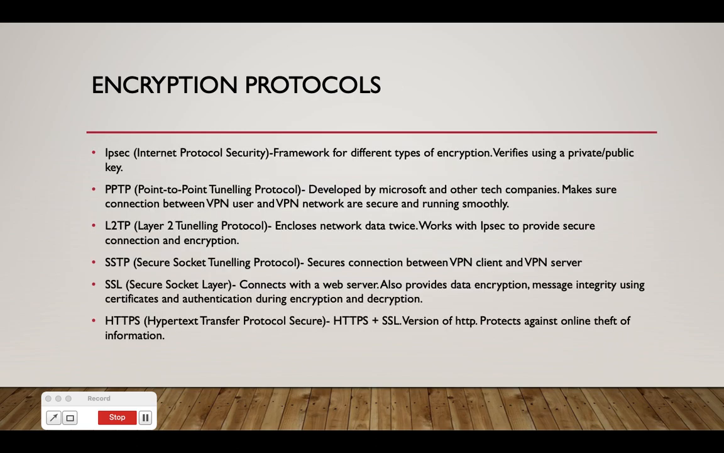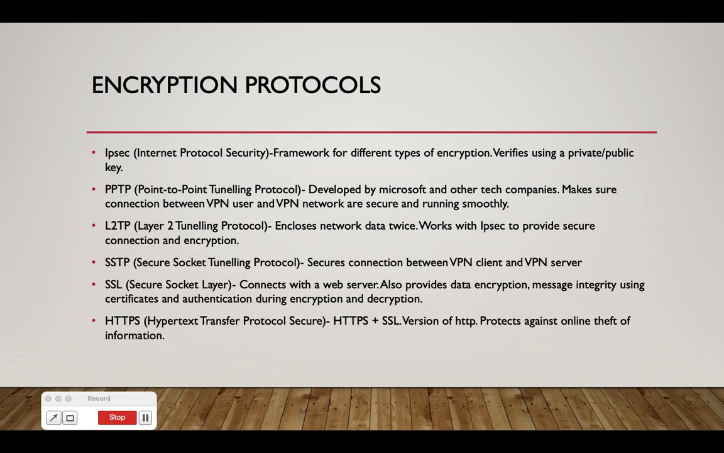So now we're going to talk about the encryption protocols. So we have the Internet Protocol Security. It's a framework for different types of encryption, and it verifies using a private public key. The Point-to-Point Tunneling Protocol was developed by Microsoft and other tech companies, and it makes sure the connection between the VPN user and the VPN network is secure and running smoothly.